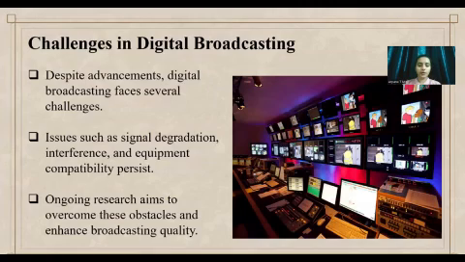Challenges in digital broadcasting. Despite advancements and future trends, digital broadcasting will be facing several challenges, issues such as signal degradation, interference, equipment compatibility, and so on. Ongoing research aims to overcome all these obstacles and also enhance the broadcasting quality.